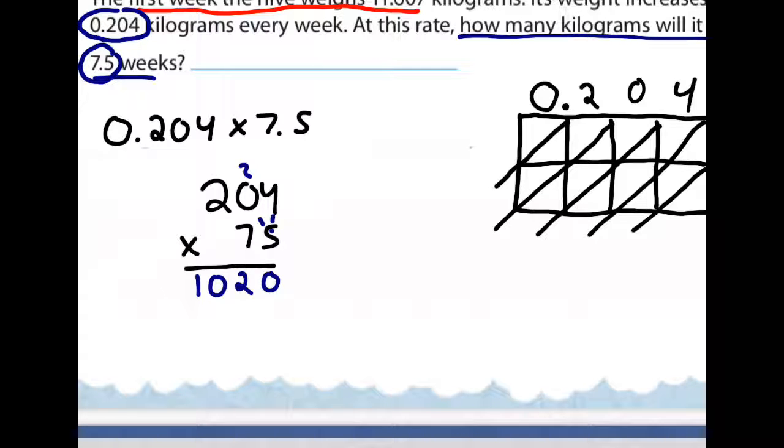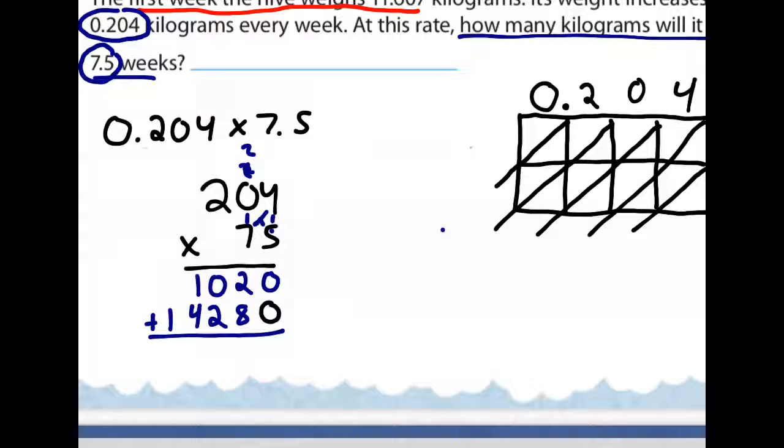But then I need to remember to fill in an empty spot here with a 0 before I multiply the 7 times everything. So now I'm going to do 7 times 4 is 28. I write the 8, carry the 2. 7 times 0 is 0, plus 2 is 2. 7 times 2 is 14. I will be adding those up in a minute, but they're my partial products. So if you did traditional, you can check those numbers out.